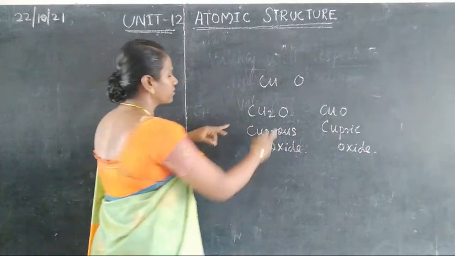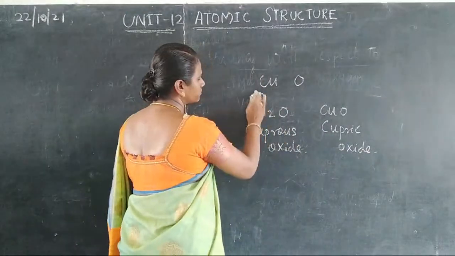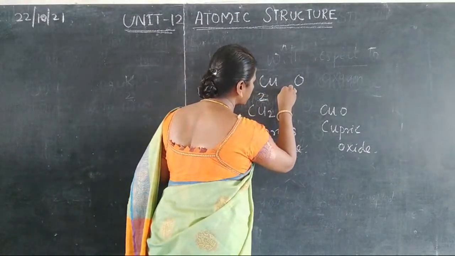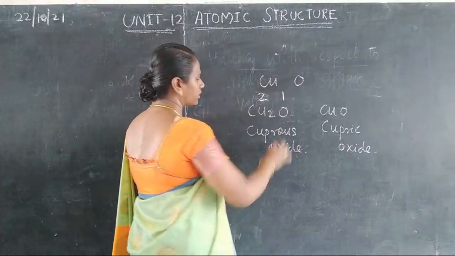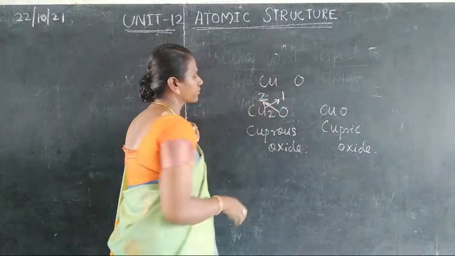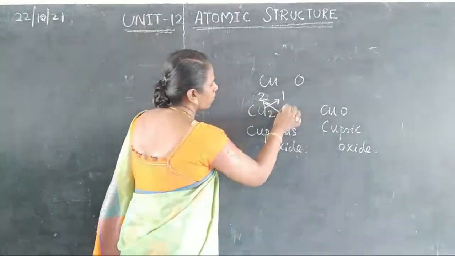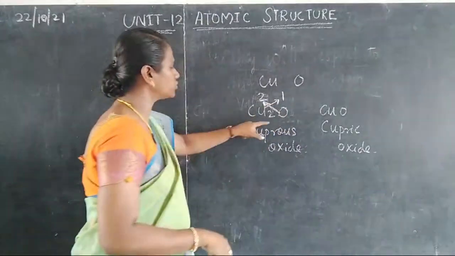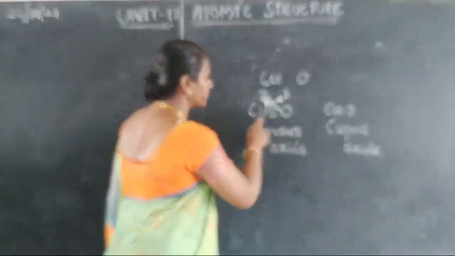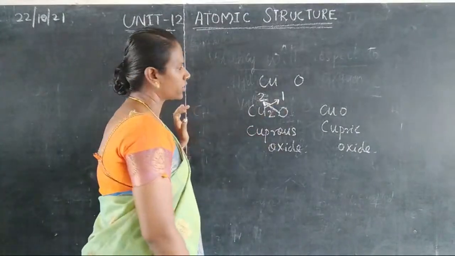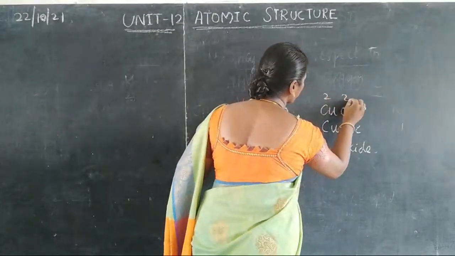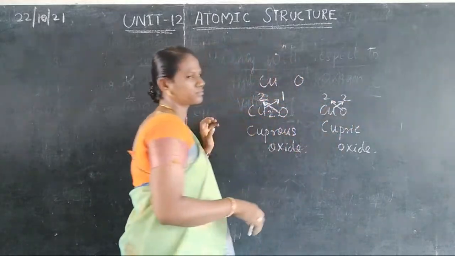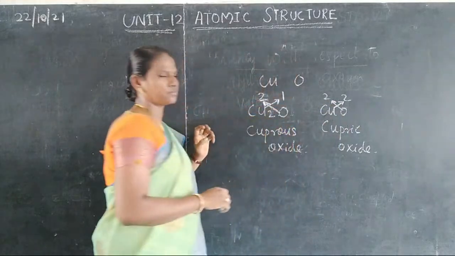Okay, so here we already know the valency of oxygen is 2. So here the valency of copper is 1. Here, the valency of oxygen is 2, that means 2 oxygen is attached with 1 copper. And here the valency of copper is 1. And what about here? The oxygen combined with 2 copper and the copper combines with 2 oxygen.